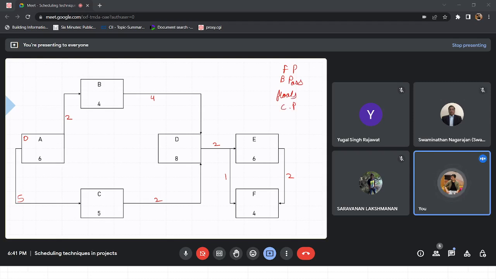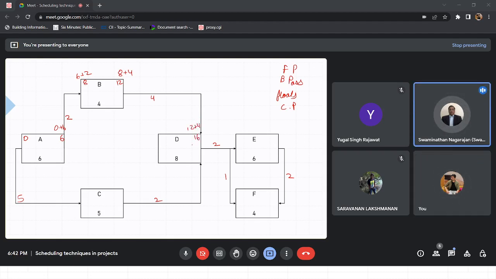and critical path. So forward pass, the value here, only one relationship is coming, so 0 plus 6, this becomes 6. So 6 plus 2, 8. 8 plus 4, 12. Now let's do the value of C. It becomes 12 plus 4, 16. Okay, so we will keep 16 outside and we'll follow this.